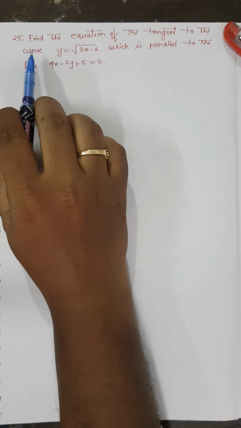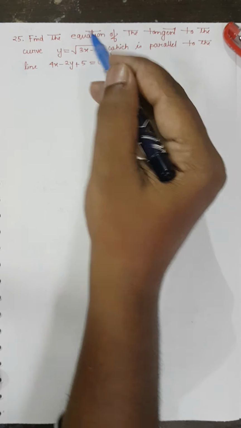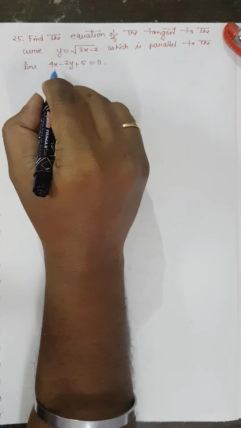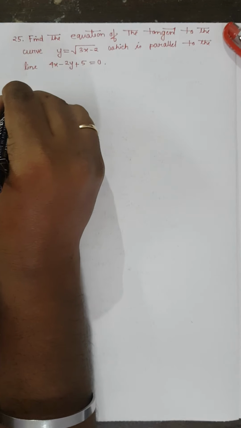Question number 25. Find the equation of the tangent to the curve y = √(3x − 2), which is parallel to the line 4x − 2y + 5 = 0. Solution.